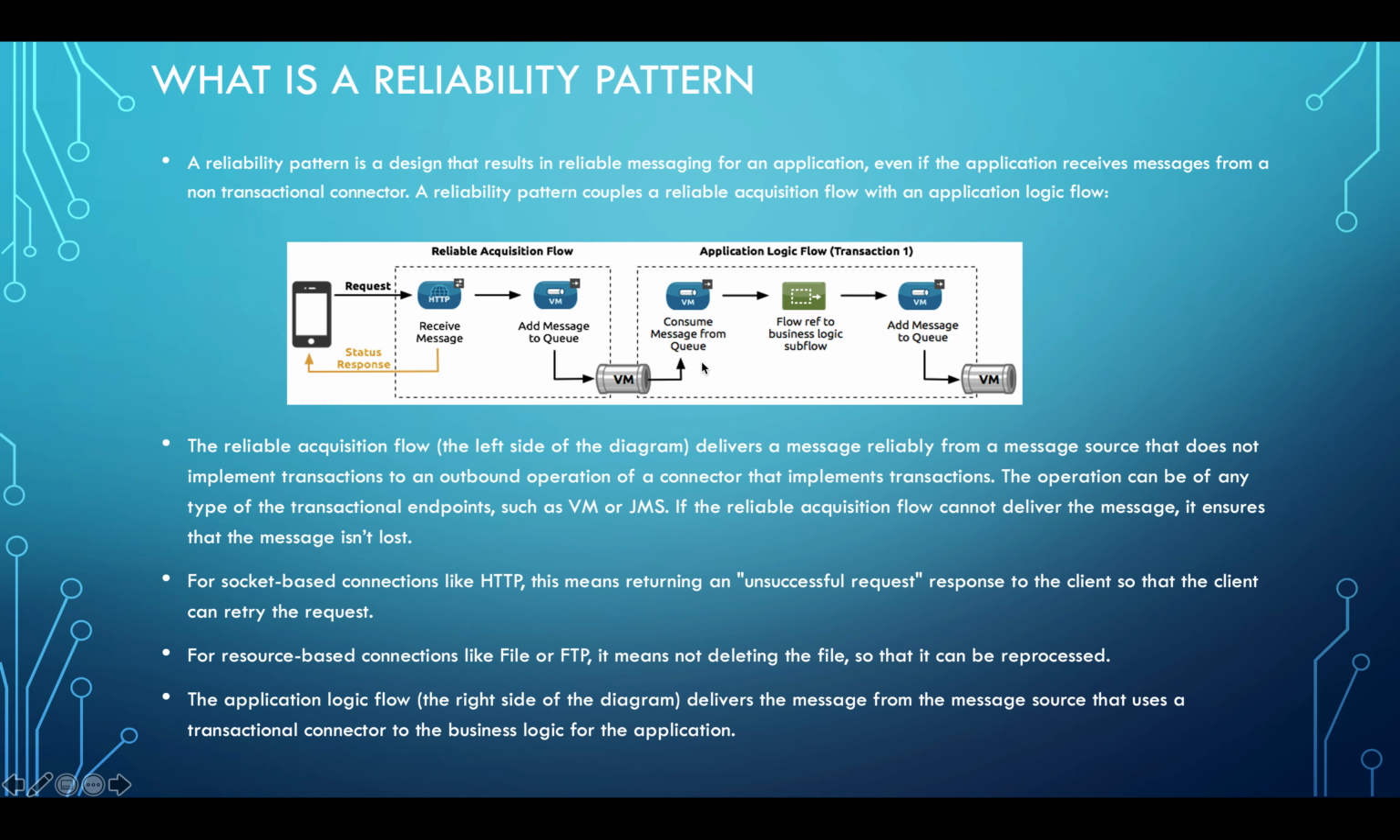The reliable acquisition flow, that is this one, delivers a message reliably from a source that doesn't implement transactions to an outbound operation of a connector that implements transactions. The operation can be of any type of transactional endpoint like VM or JMS. In order to make sure we are receiving that message and the message remains within the system until it gets processed, we should have a VM or JMS or any such connector which gives transactional endpoints.